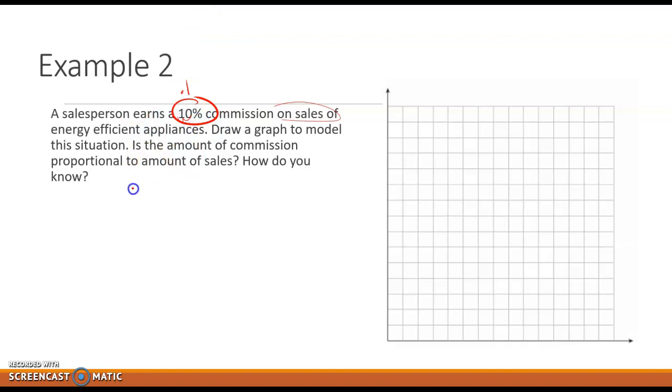So with that being said, for this, we're going to have y equals 0.1x as our equation, because x is our sales and y is our commission, how much we earned. All right, so I make myself a table, right? My x and my y.